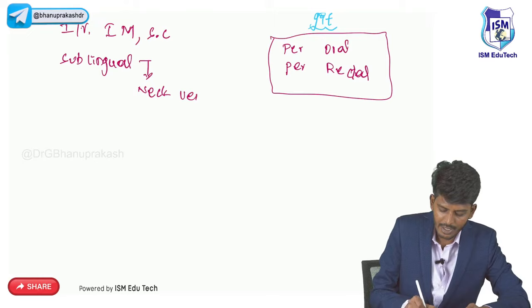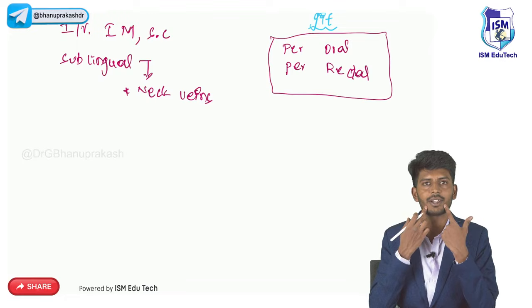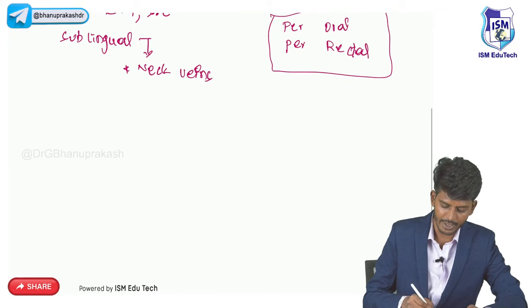Now, what are these neck veins? Basically, you are jugular vein. So once you give the drug sublingually, it enters the neck vein. From there, it will reach the circulation. It will enter the neck vein, and directly it will reach the circulation.